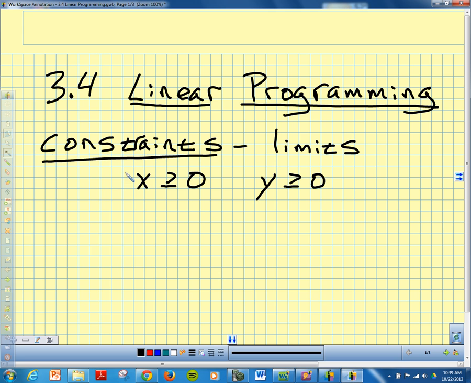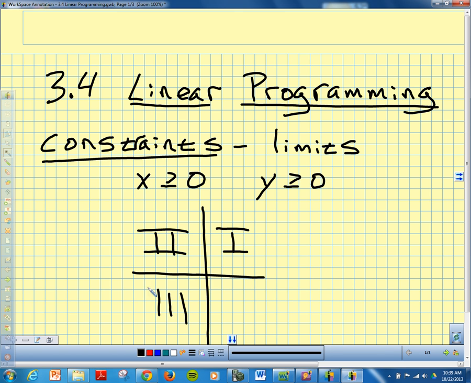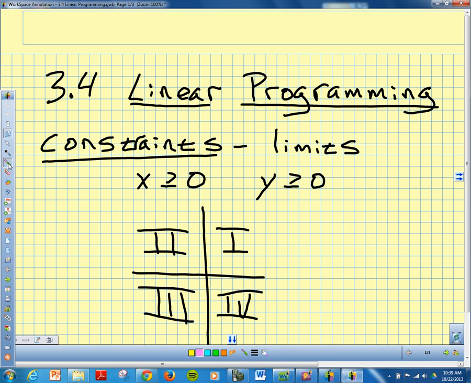Okay, with these constraint equations, which quadrant does it force the graph into? Into quadrant 1. Remember, quadrant 1's upper right, quadrant 2 upper left, quadrant 3 lower left, and quadrant 4 lower right. So we're always going to be graphing these things in quadrant 1 because both x and y will always be positive.